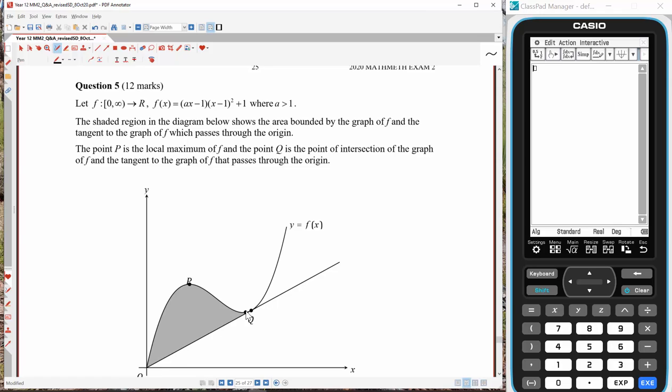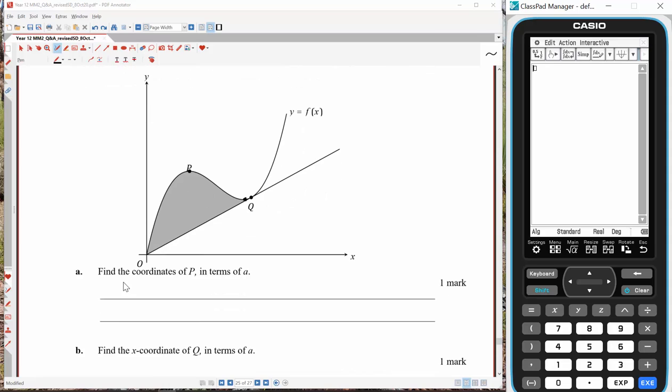Okay, so this is just a basic tangent. It can't be the stationary point actually, because if it was the stationary point, the tangent would look like that. So because it's not like that, it can't be at the stationary point. Right, so let's get stuck into it. Find the coordinates of P in terms of A.